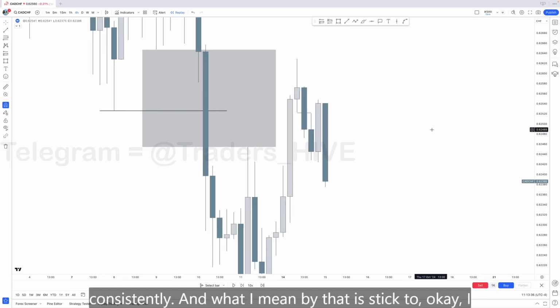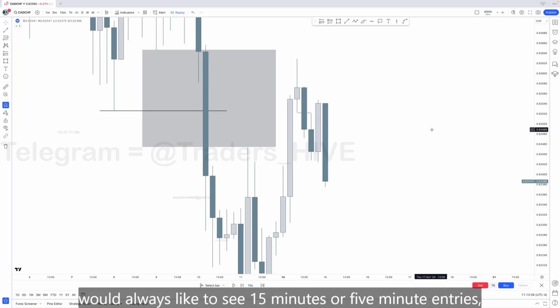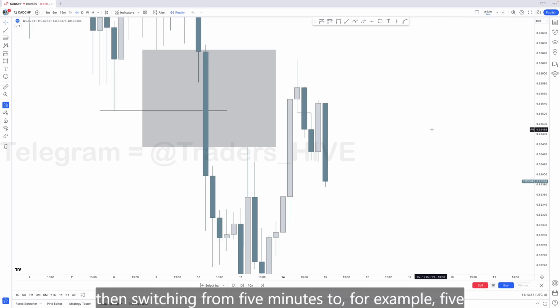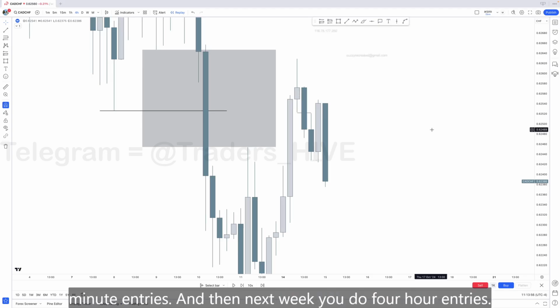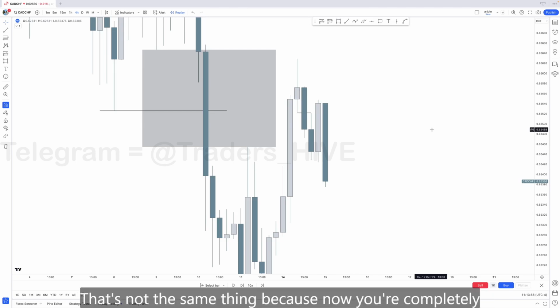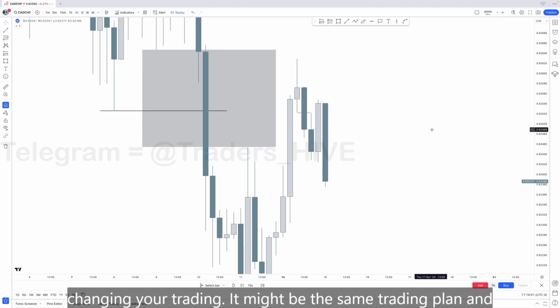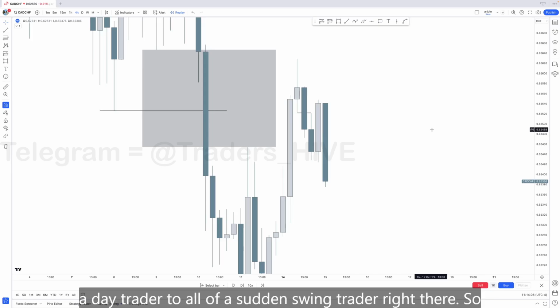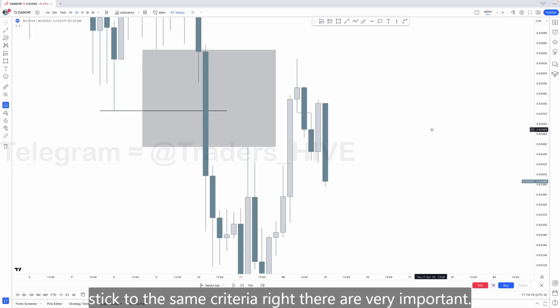And what I mean by that is stick to, okay, I would always like to see 15 minute or 5 minute entries, for example, in the beginning. So essentially always using 4 hour and daily context time frames right there at first. Then switching from 5 minutes to, for example, 5 minute entries, and then next week you do 4 hour entries. That's not the same thing, because now you're completely changing your trading. It might be the same trading plan and it might come down to the same thing, but you're going from a day trader to all of a sudden a swing trader right there. So stick to the same criteria right there.